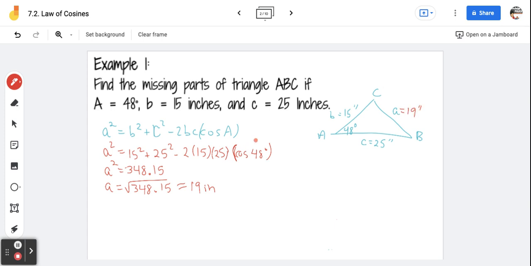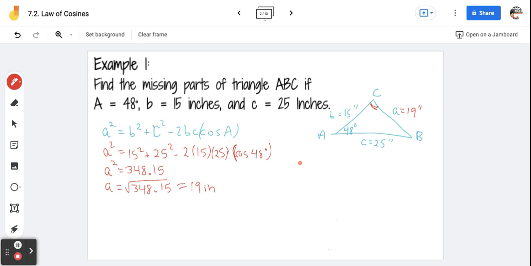Now, to find the angles, finding one angle is all I have to do, because then I would be able to use the 180-degree rule to find the other. So let's just pick one of the angles and find it. I can do B or C, it doesn't matter. I'll do C, so I marked it there.